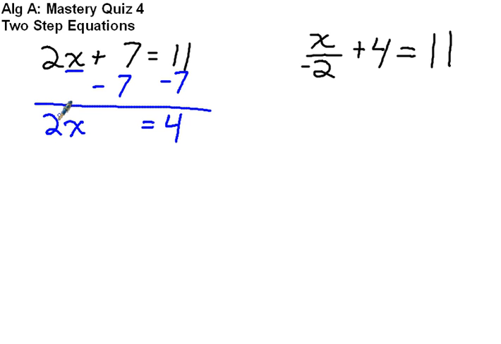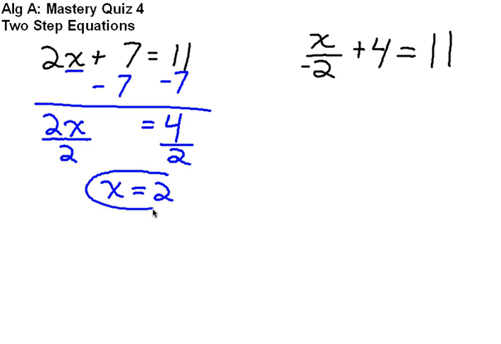My next step is I've got to get rid of this multiply by 2. In order to get rid of multiply by 2, I have to do the opposite of multiply by 2. The opposite of multiplication tells me to divide by 2. So I divide both sides by 2, because if I do it on this side, I've always got to do it on the other side too. So then I'm left with just an x. 4 divided by 2 gets me 2. So that is my answer to this first problem.